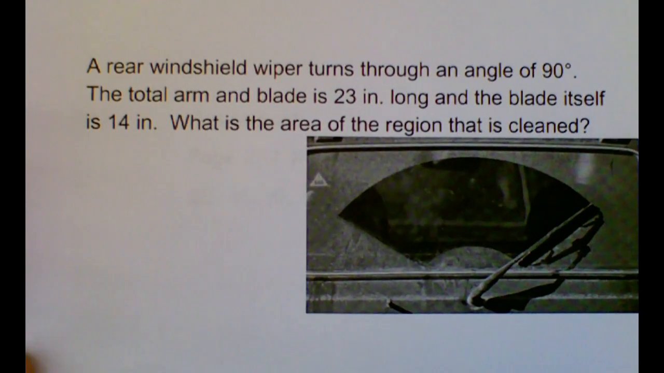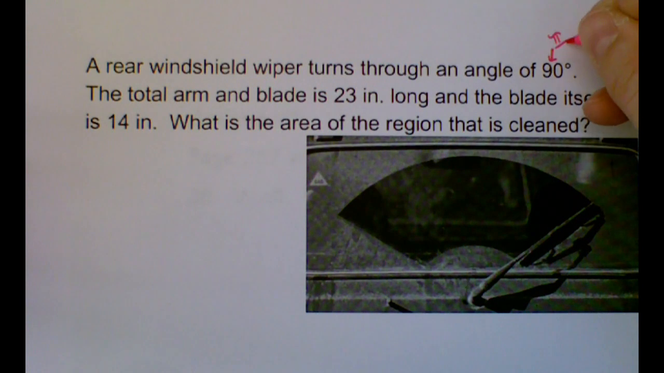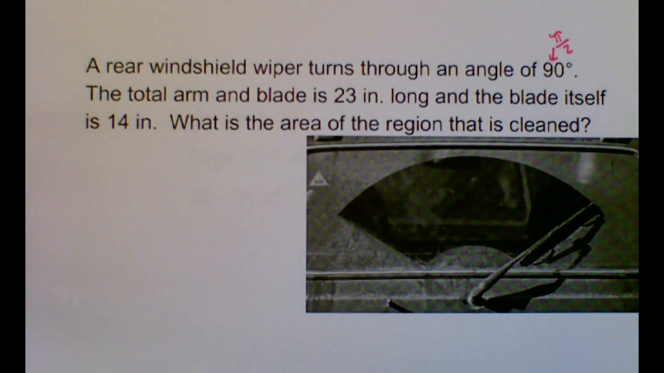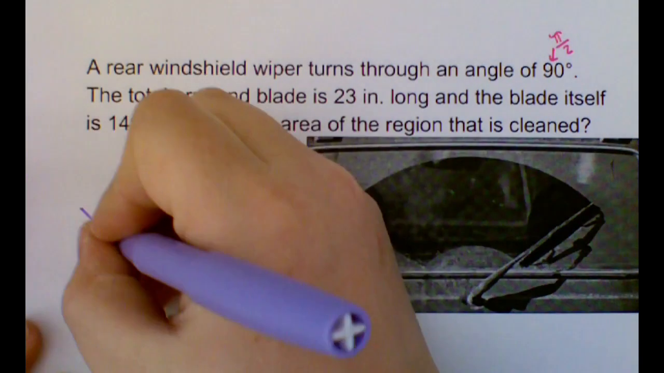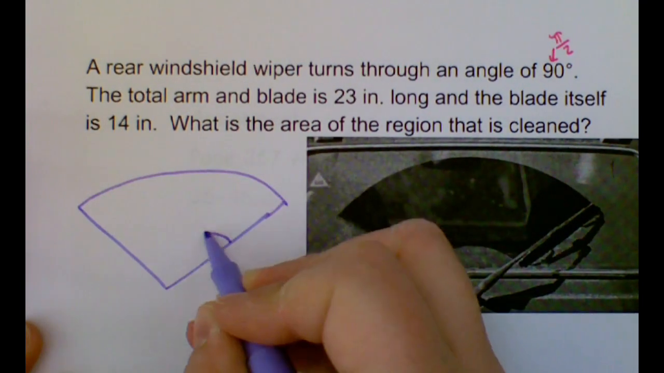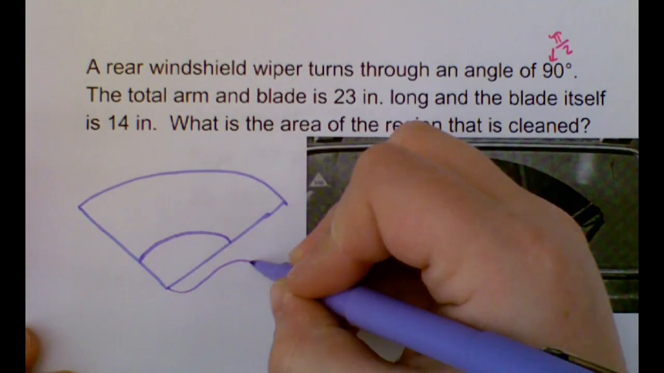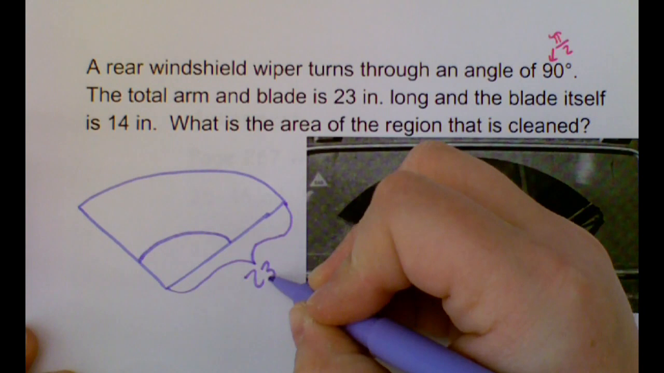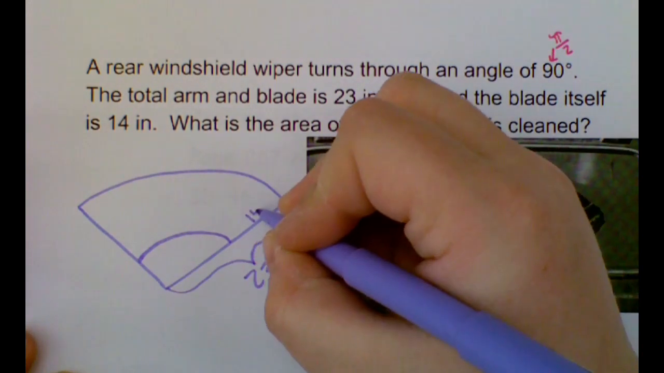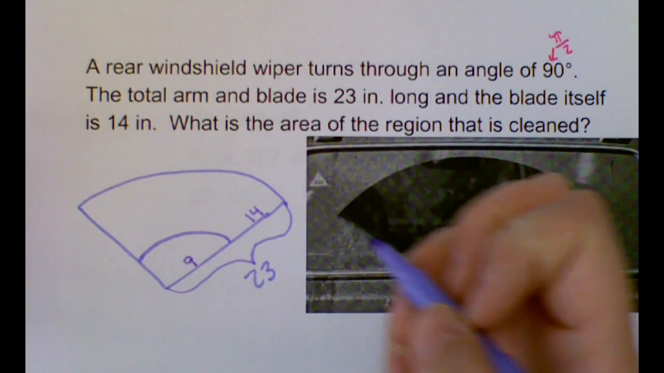And a rear windshield wiper runs through an angle of 90 degrees. Well, 90 degrees is one of those common angles. It's pi over 2. The total arm and blade is 23 inches long, and the blade itself is 14. What's the area cleared? So if you know anything about your windshield wiper, right? It does this, but then it misses this part. So pretend I drew actual circles there. This whole arm and blade is 23 inches long. The blade itself is this part here, which is 14, which means this inner circle has a radius of 9.